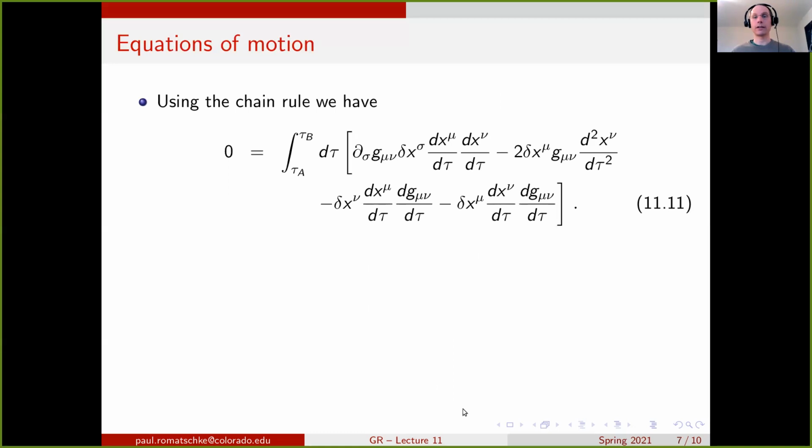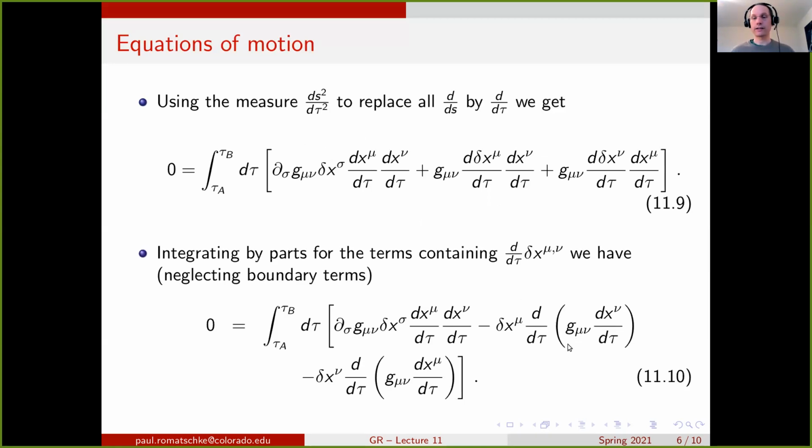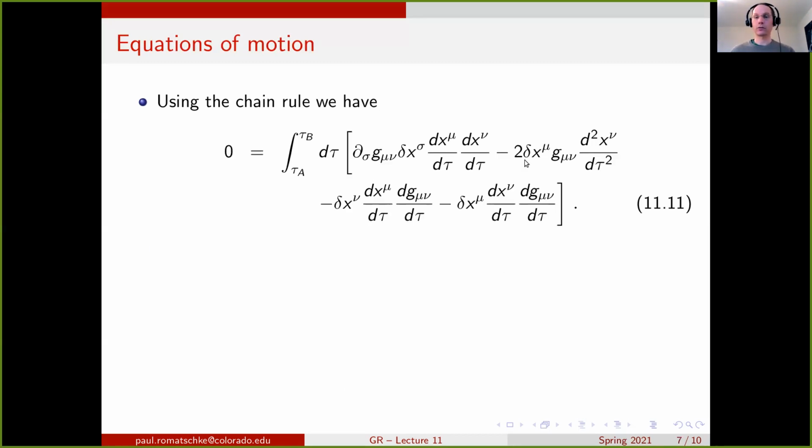So now what we do is we use the chain rule to express these derivatives d by d tau, once acting on the metric and once acting on the first derivative here. So we get two terms. So we have delta x mu g mu nu times a second derivative acting on x nu, because the metric is symmetric. So then these two terms just contribute a factor of 2. And then we get two terms where the derivative is acting on the metric, dg mu nu d tau, with this part here, and the second contribution where the indices mu and nu are exchanged for these terms here.